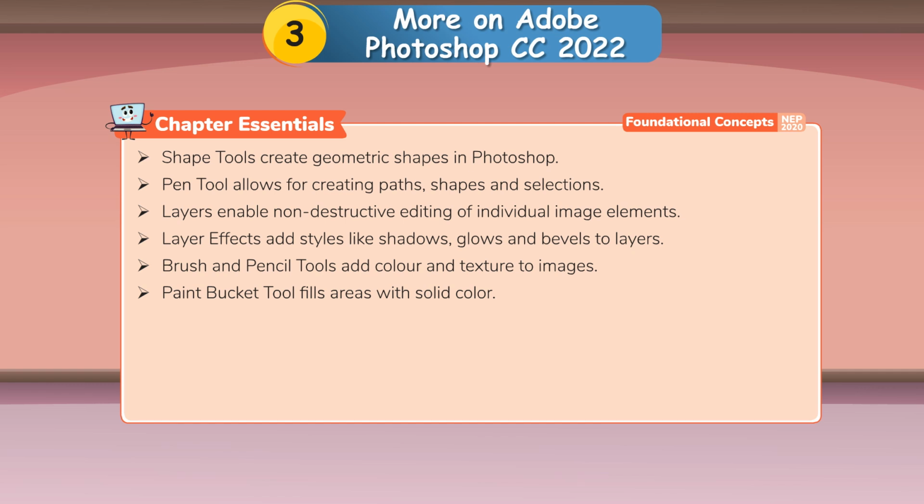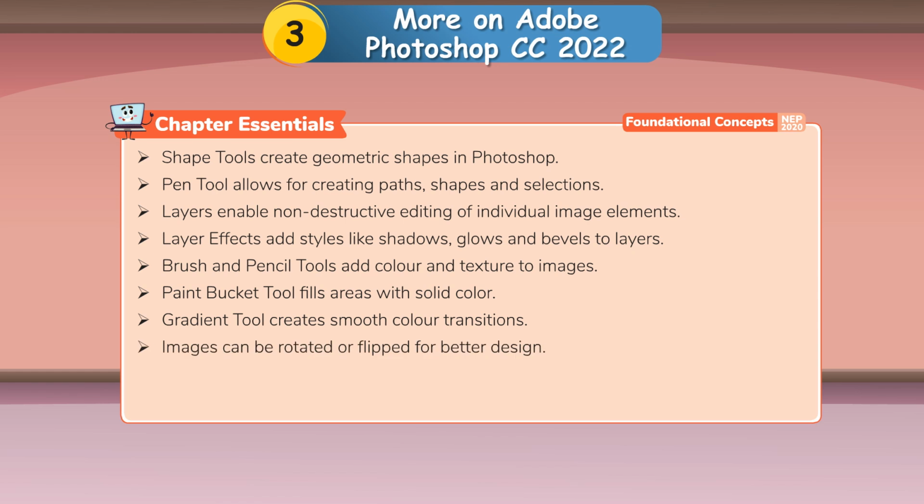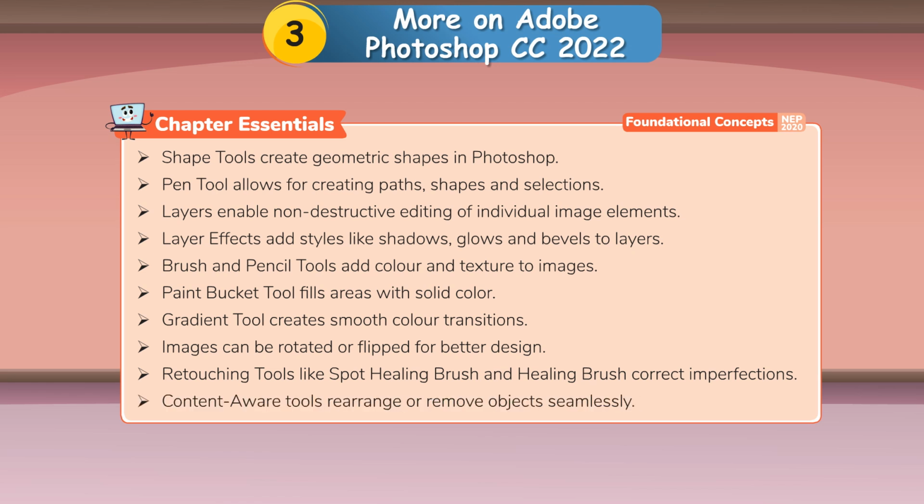Paint bucket tool fills areas with solid color. Gradient tool creates smooth color transitions. Images can be rotated or flipped for better design. Retouching tools like Spot Healing Brush and Healing Brush correct imperfections. Content-aware tools rearrange or remove objects seamlessly.